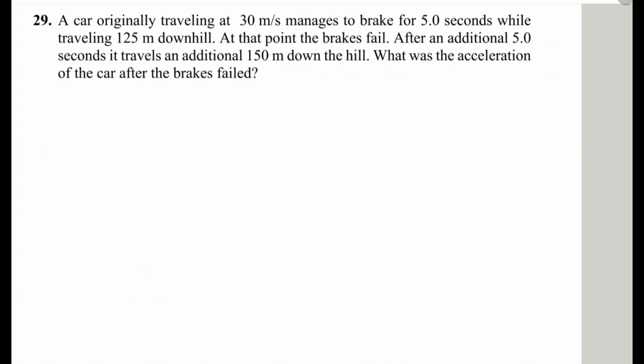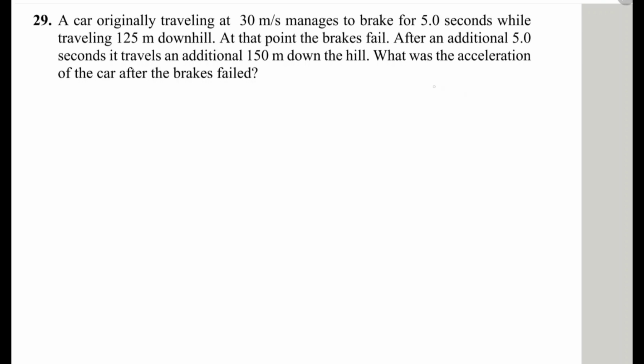A car originally traveling at 30 meters per second manages to brake for 5 seconds while traveling 125 meters downhill. At that point, the brakes fail. After an additional 5 seconds, it travels an additional 150 meters down the hill. What was the acceleration of the car after the brakes failed?